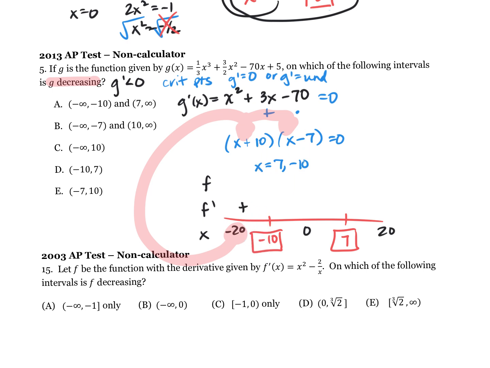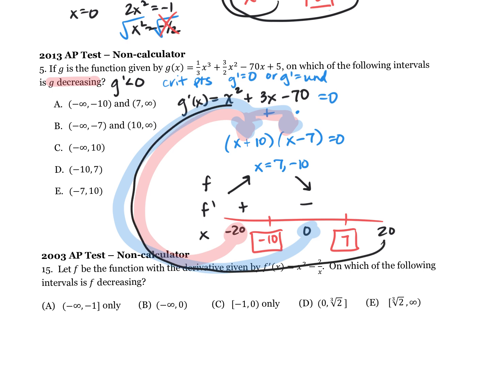If my f prime is positive, what's my function doing? Increasing. So my function looks like that. Now I'm going to plug 0 into my g prime. 0 plus 10 is positive. 0 minus 7 is negative. A positive times a negative is a negative, and that means that if f prime is negative, my function is decreasing. Lastly, if I plugged 20 into the same g prime, we'd get a positive times a positive, which is positive. If f prime is positive, my function is increasing.